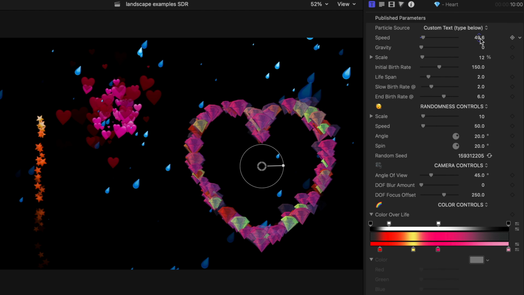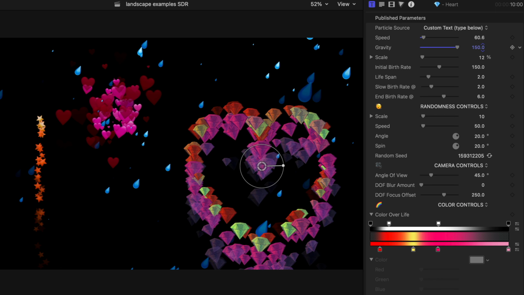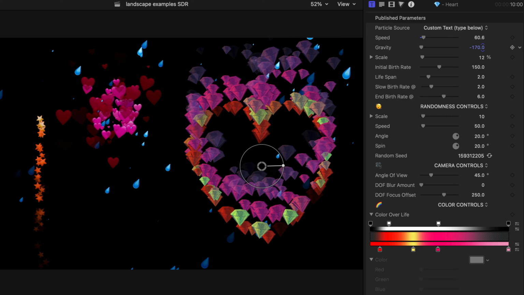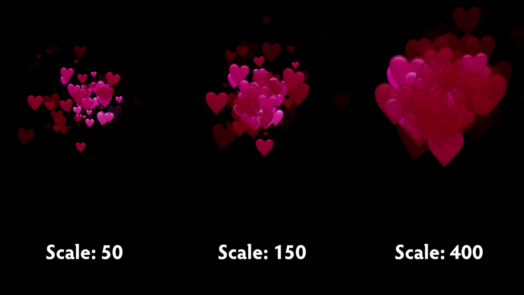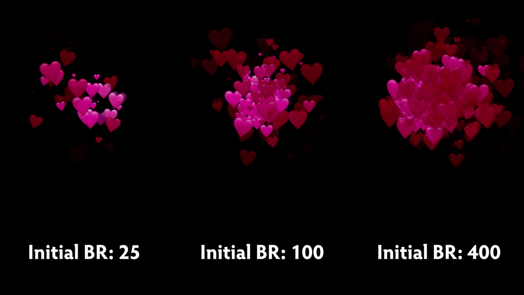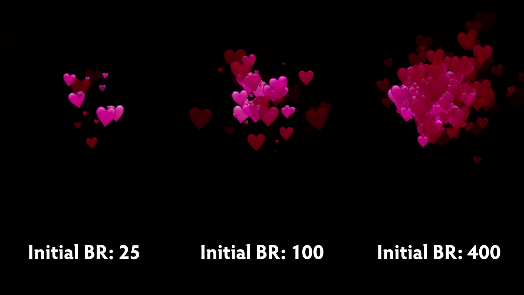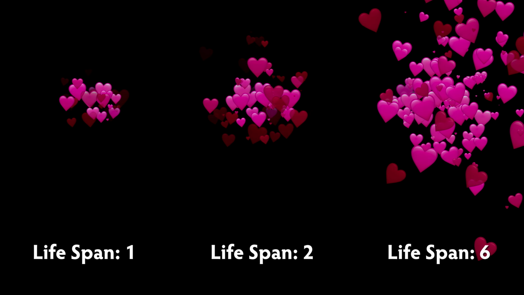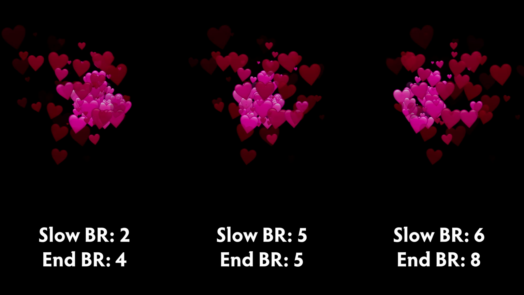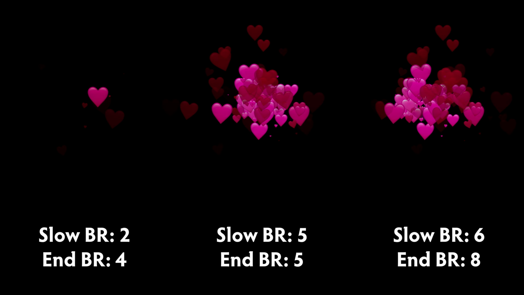Back at the top, drag directly on the numbers to change the parameters. Hold Shift to change the numbers fast, Option to go slow. Speed controls how fast the particles move. Gravity controls how much they fall. Scale controls their size. Initial birth rate is how many will be emitted per second at the start of the template. Lifespan is how many seconds they will live for. Slow birth rate is the time when the birth rate starts to slow down, and end birth rate is the time when no more particles will be made.